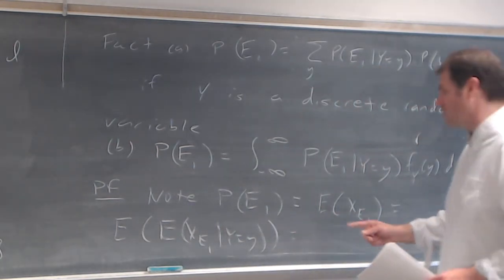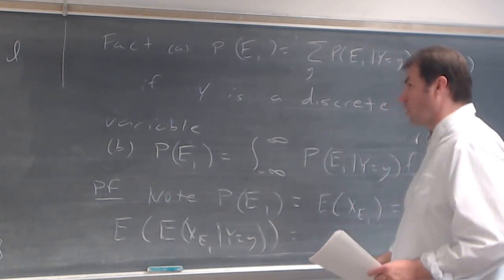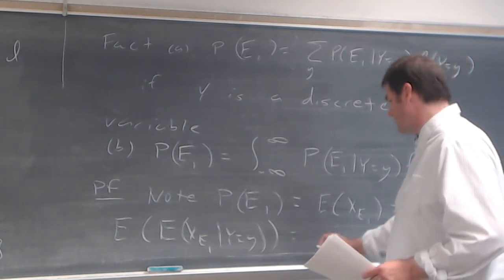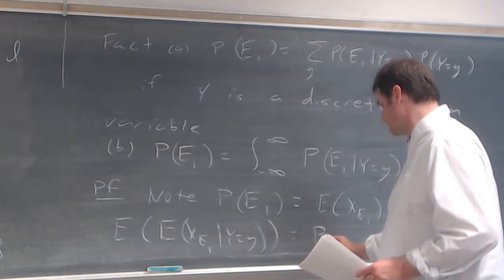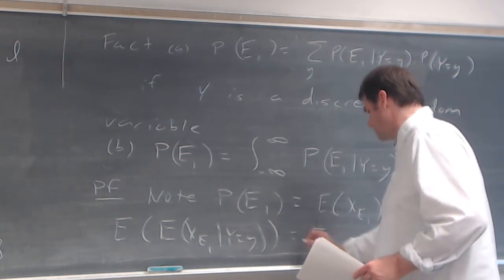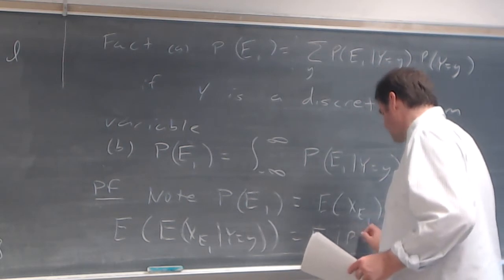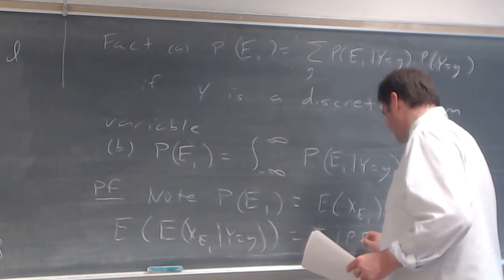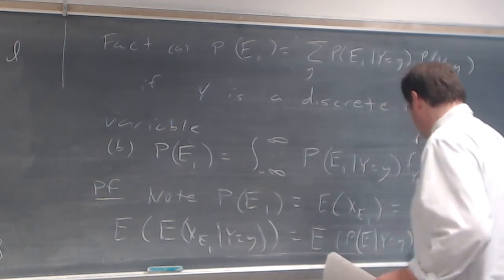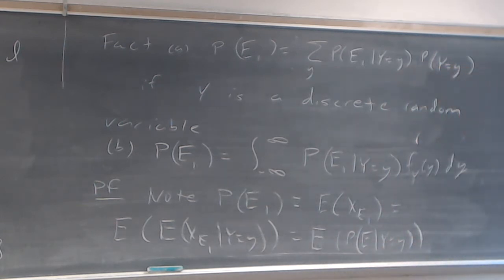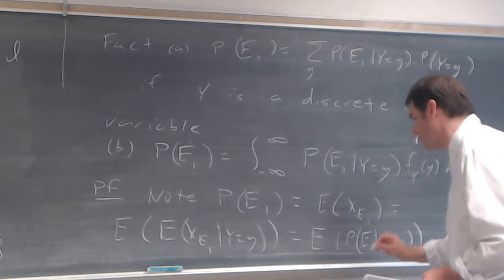And the expected value of X sub E sub 1 given Y equals y, that's equal to the expected value of the probability of E given Y equals y. And that was from the previous fact that we had listed. And I should call it E sub 1.